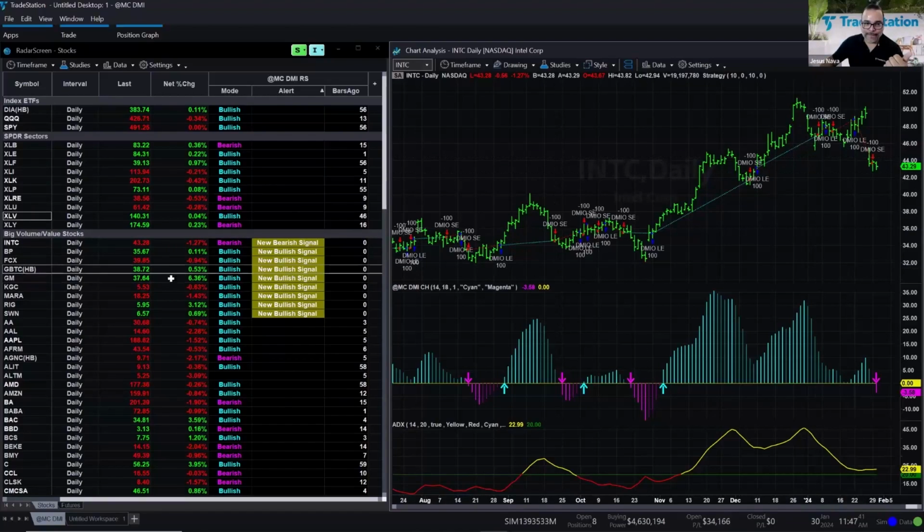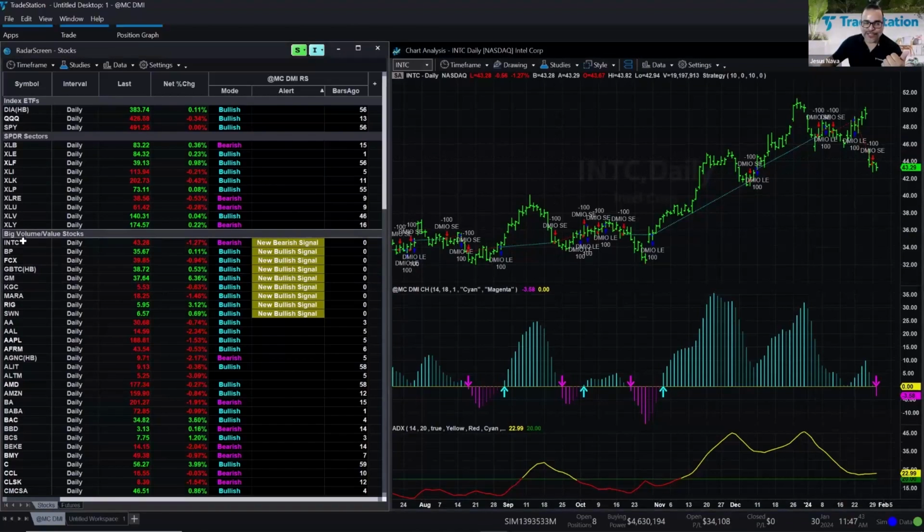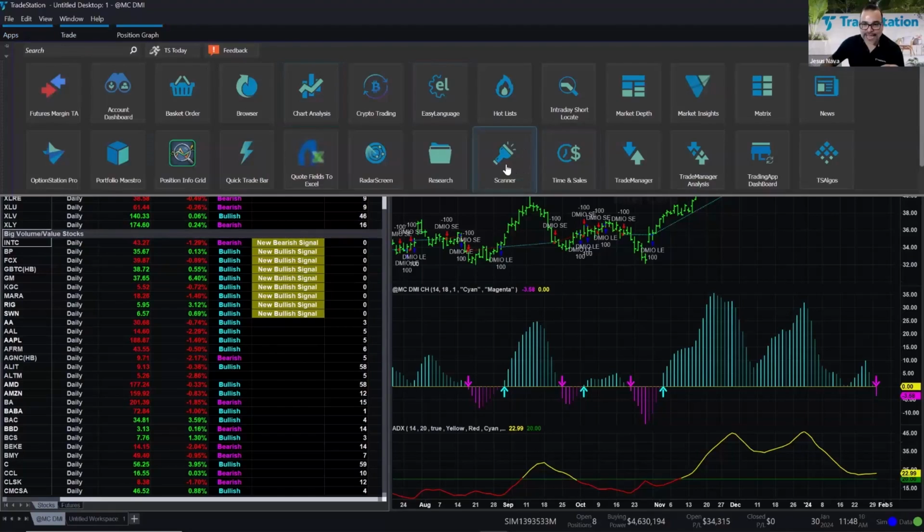But this RadarScreen, this section that's called big volume value stocks, this section right here, I update periodically because the symbols are going to be different. And they're based on a scan that TradeStation also has available in the scanner, something that anyone here can utilize. The way that I search for these big volume value stocks is by using the scanner. I go to apps, I click on the scanner.